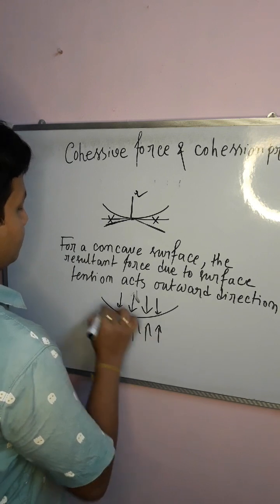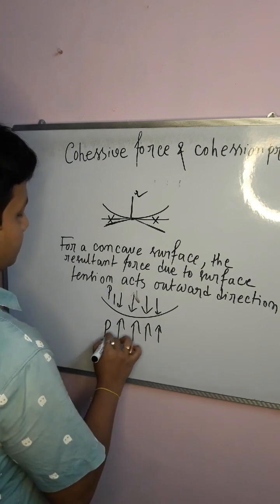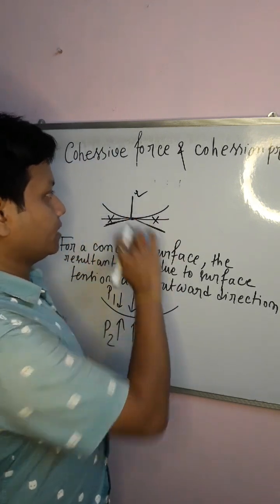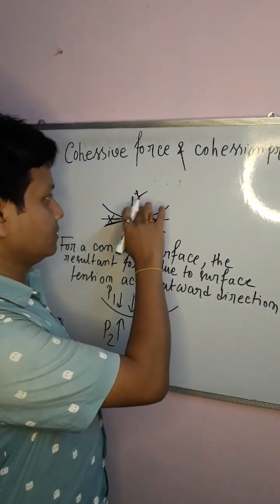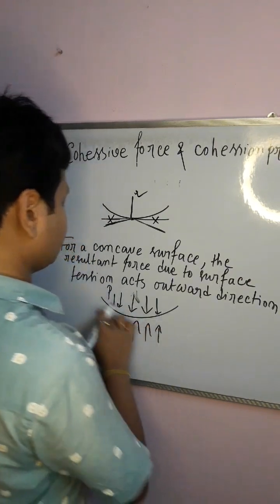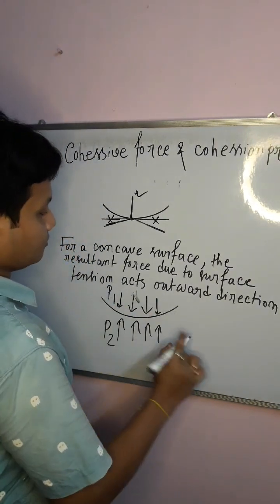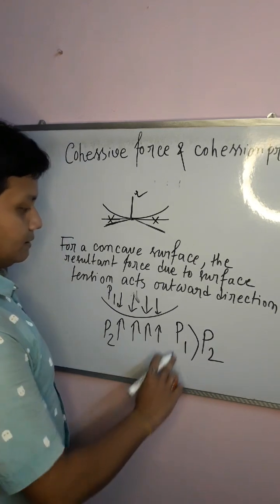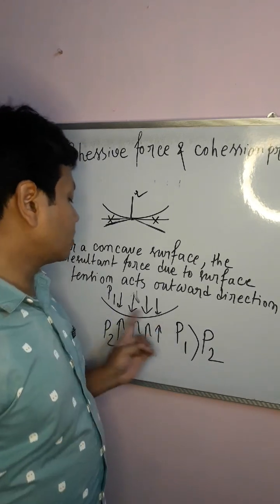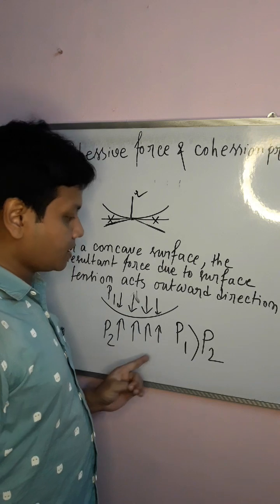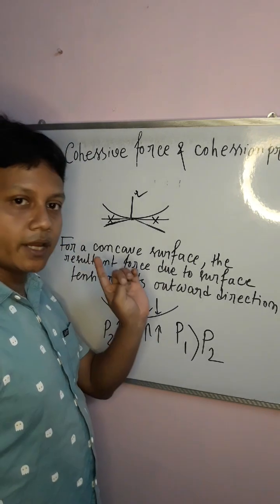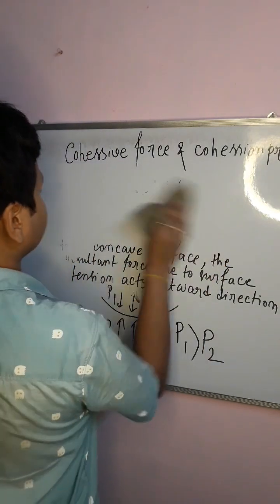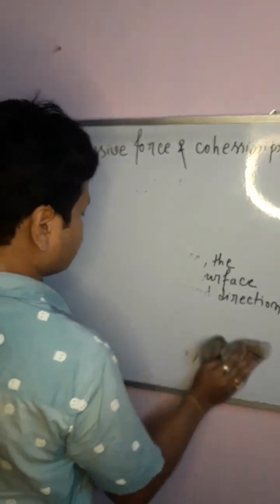If this is P1 and this is P2, since the force is effective in the outward direction, that is the concave side, the force is large. So in this case, the pressure in the concave side is always large. So that means cohesion pressure is this. The pressure in the concave side is always larger than the convex side. Okay, fine.